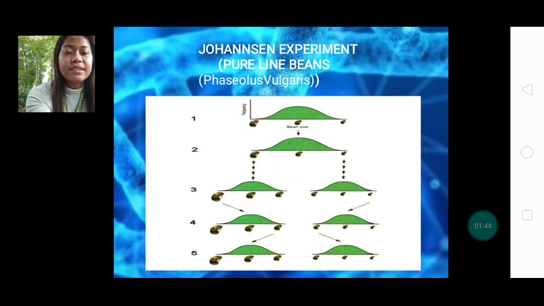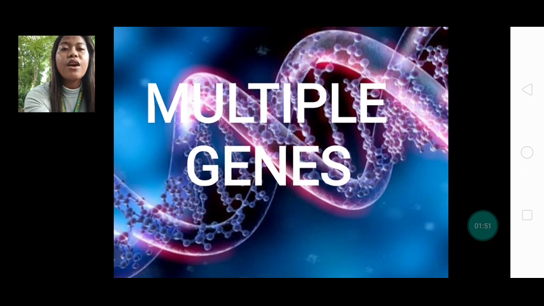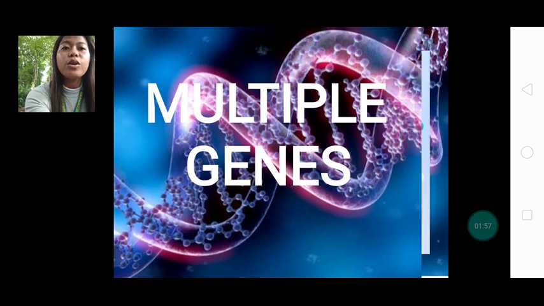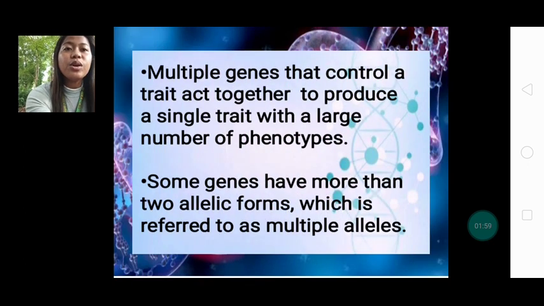This is the experiment of Johannsen, pure lines of beans. One of the inheritance of quantitative characters is multiple genes. Multiple genes that control a trait act together to produce a single trait with a large number of phenotypes. Some genes have more than 2 allelic forms, which is referred to as multiple alleles.